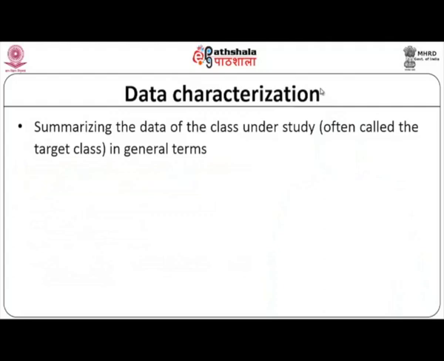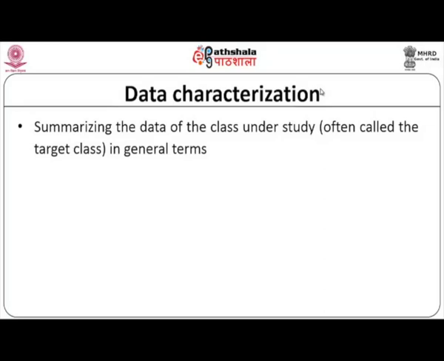What is data characterization? Given data, we are going to identify what are the features and properties associated with the given data, and then write a summary about those properties. Then it becomes a very simple summarization.